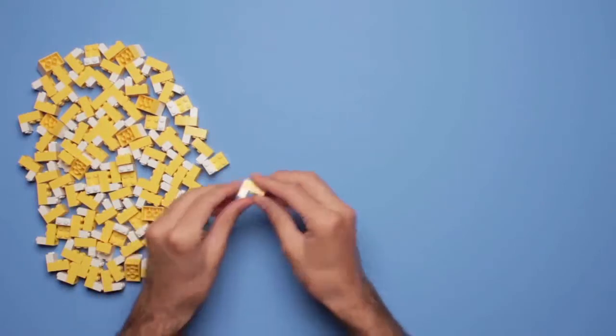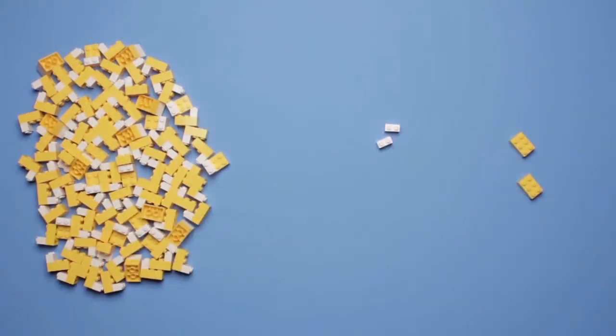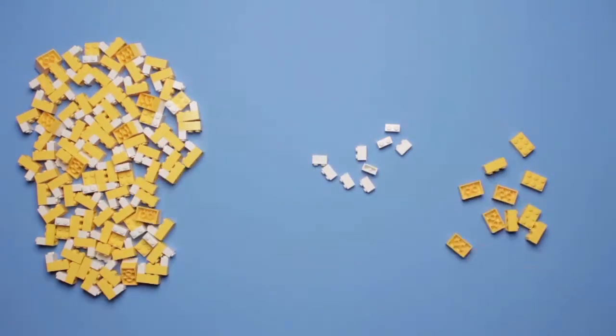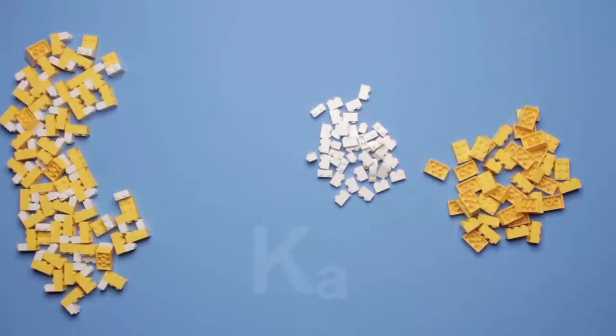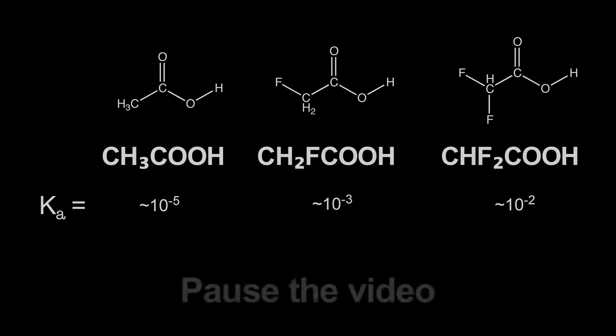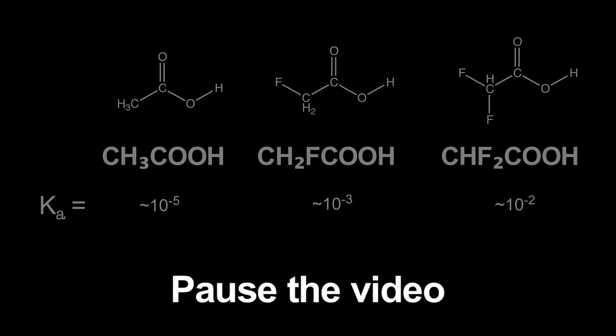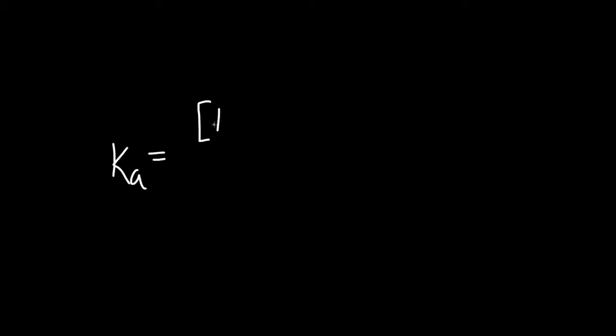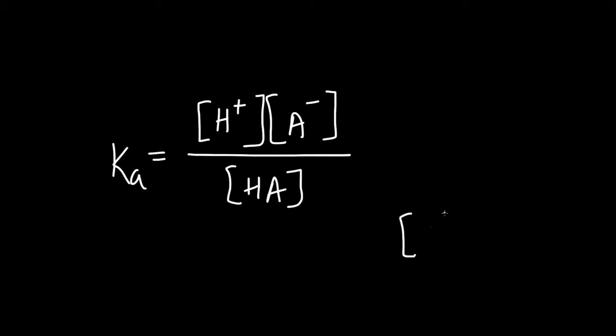Remember, weak acids don't dissociate completely when dissolved in water. The extent to which a weak acid or base dissociates is related to the equilibrium constant, Ka for an acid, or Kb for a base. These equilibrium constants depend on the chemical structure of the acid or base. Pause the video here and write the equilibrium expression for a weak acid. The equilibrium expression would be this. We always use concentrations in these expressions, even though in our model we're using number of molecules, or Legos, but the principle is the same.